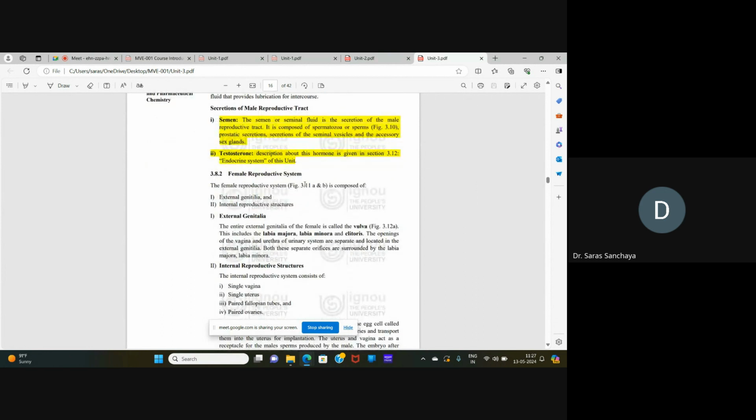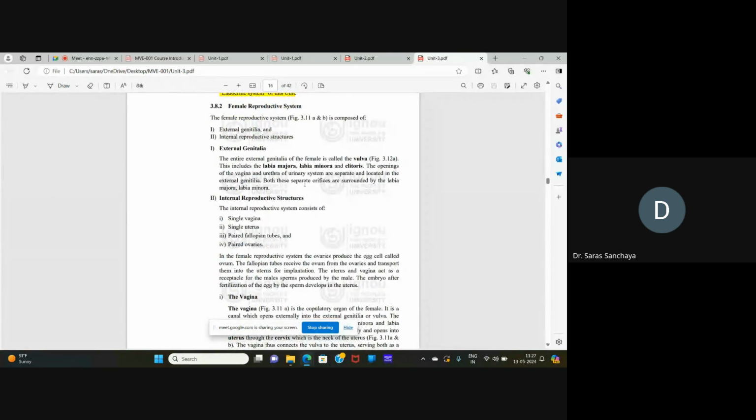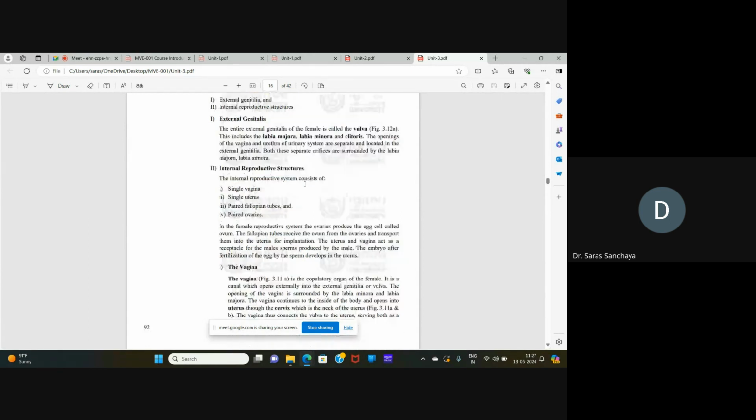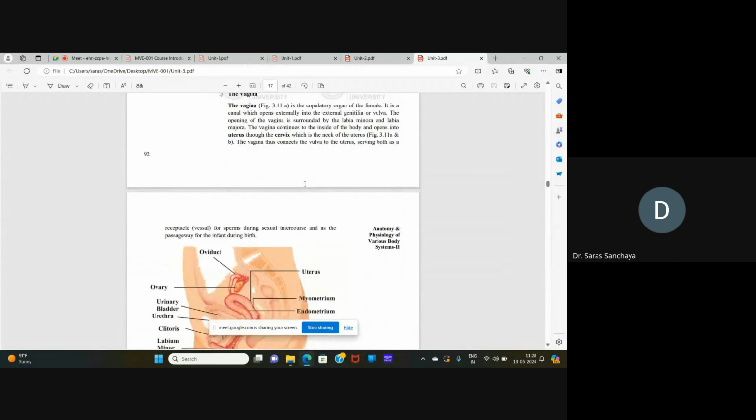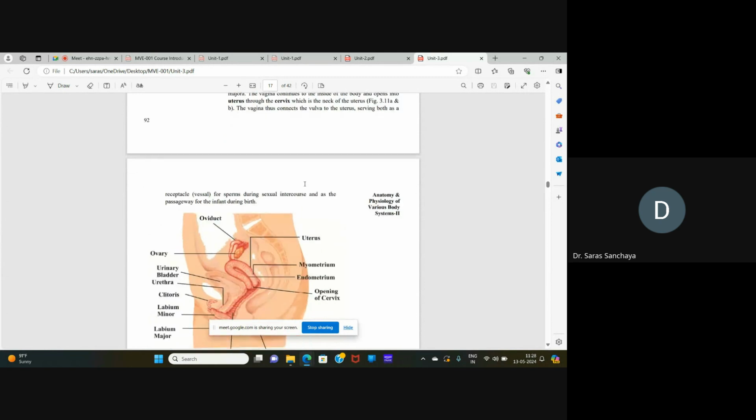Female reproductive tract can be divided into external genitalia and internal reproductive structure. External genitalia consist of vulva, labia majora, labia minora, and clitoris. Internal reproductive structures consist of single vagina, single uterus, paired fallopian tubes, and paired ovaries, which produce the egg in the female body.